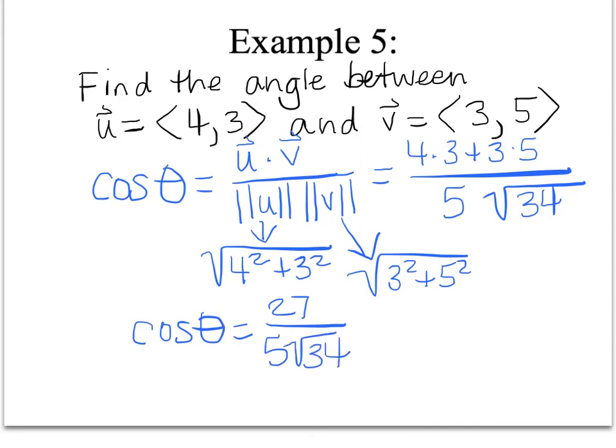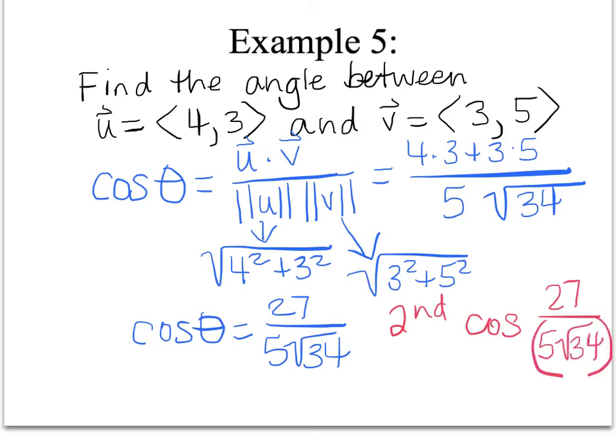Now remember, we're looking for the angle, so make sure that your calculator is in degree mode. And to find the angle, we're going to have to do second cosine of 27 divided by 5 square root of 34. Be sure you put parentheses around the denominator. And when you put that in your calculator, you should come out with theta is equal to approximately 22.2 degrees.